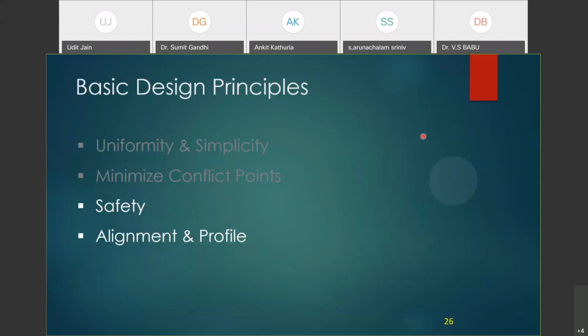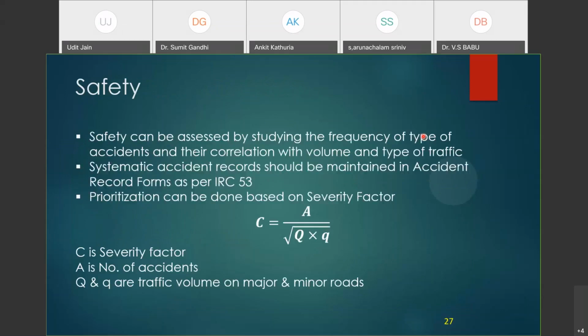The next design principle is safety. Safety can be assessed by studying the frequency of the type of accidents and correlating them with the volume and type of traffic. So a basic prioritization can be done with the help of this formula, where C is A upon under root Q into q, where C is the severity factor, A is the number of accidents, and capital Q and small q are the volume of traffic on the major and minor roads. With the help of this, we can create a severity factor, and we can create a hierarchy of importance, that is, which intersection is most severe, which intersection is less severe. And in this way, we can give a prioritization of safety.